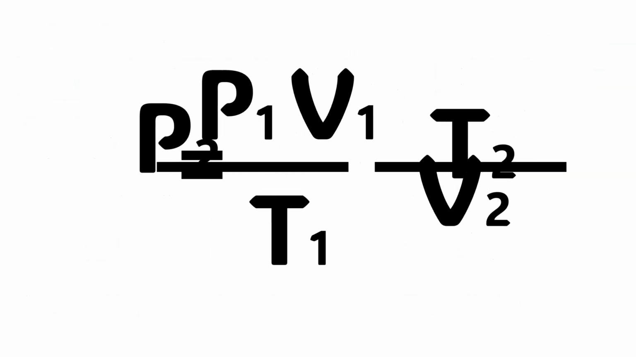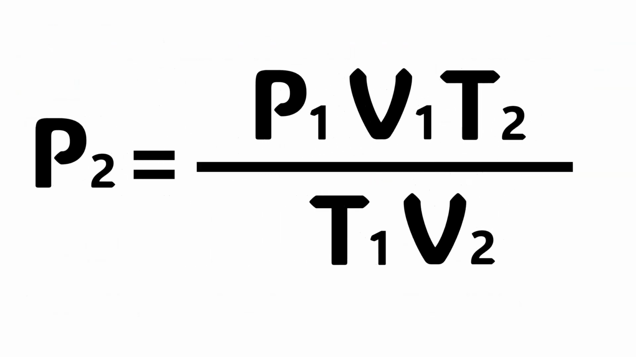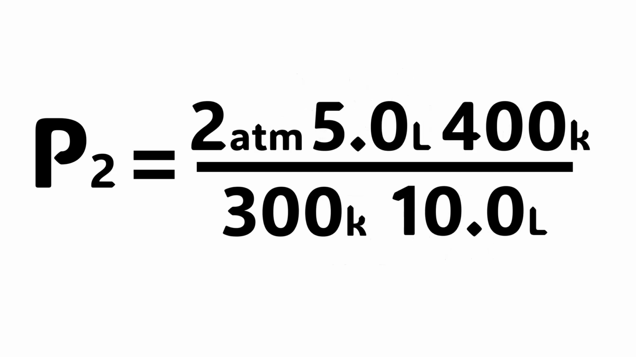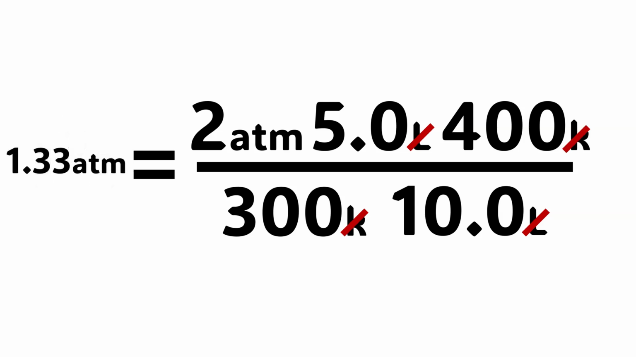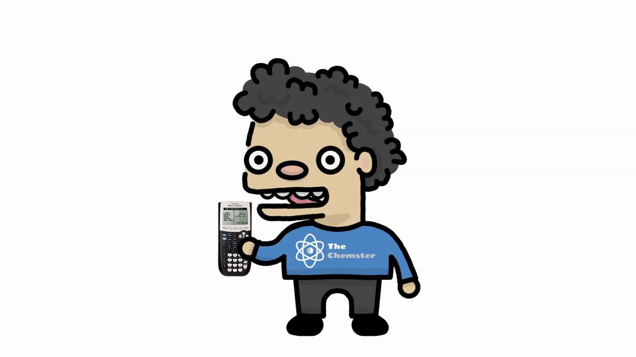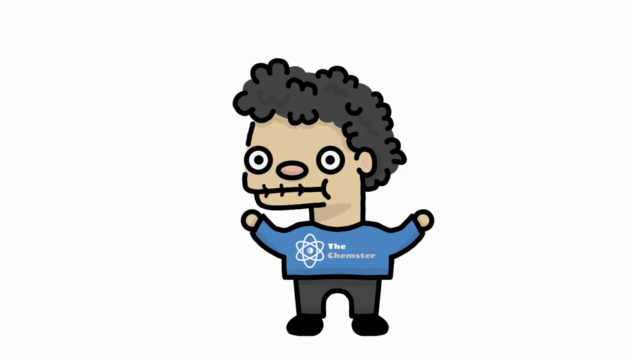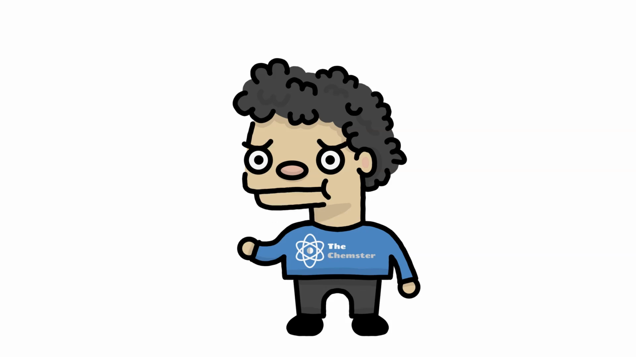First, you have to rearrange the formula so it matches what you're looking for. Then you plug in the values. And finally, you calculate. And if you got it right, you should get 1.33 atmospheres. Thank goodness we have calculators, or doing these gas law questions would take a mighty long time. So that's your gas law questions. Squeezing, heating, and smashing air to make it work.